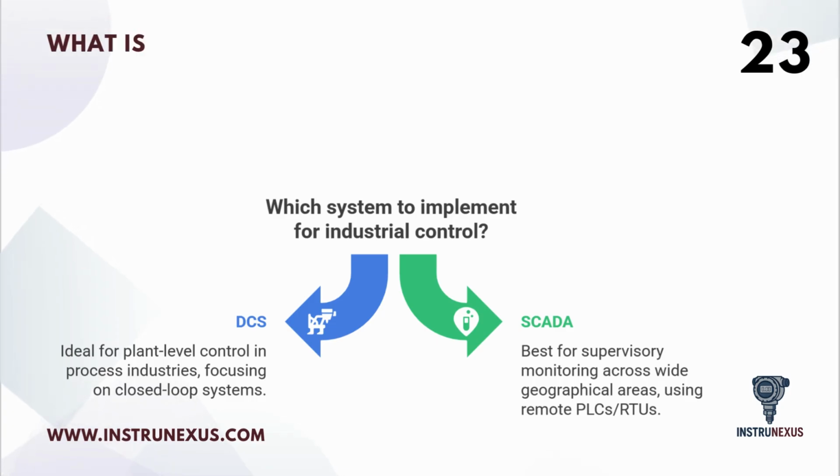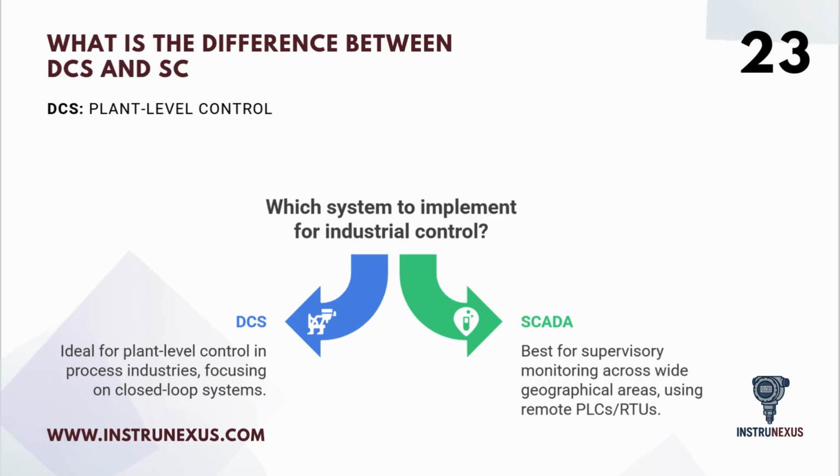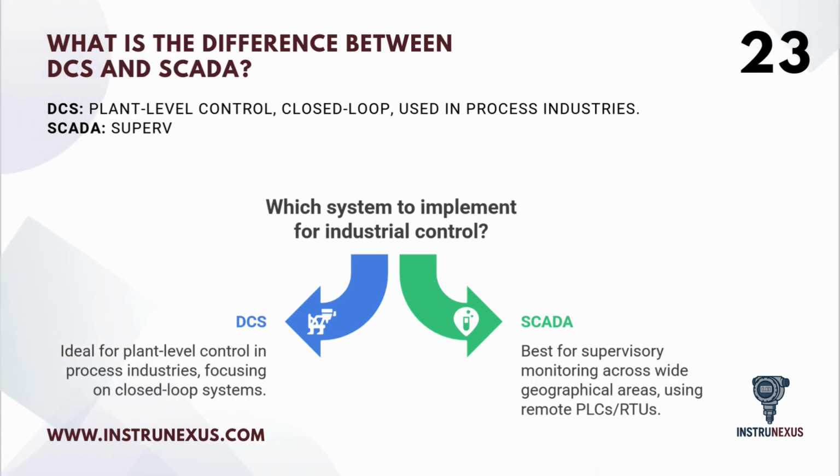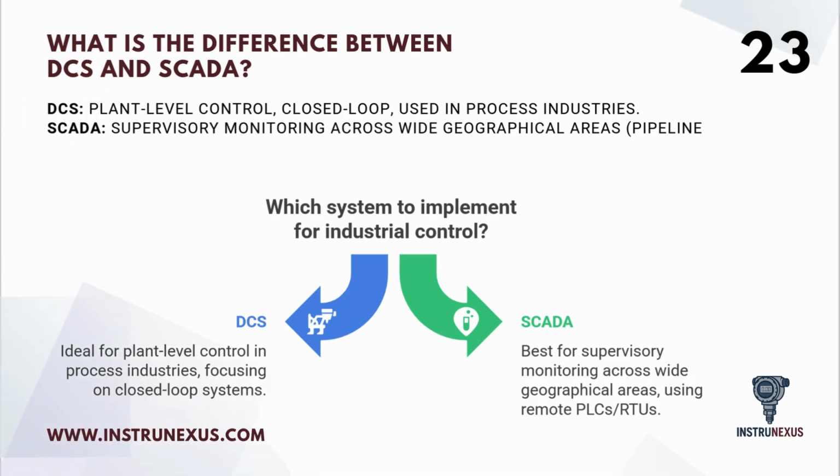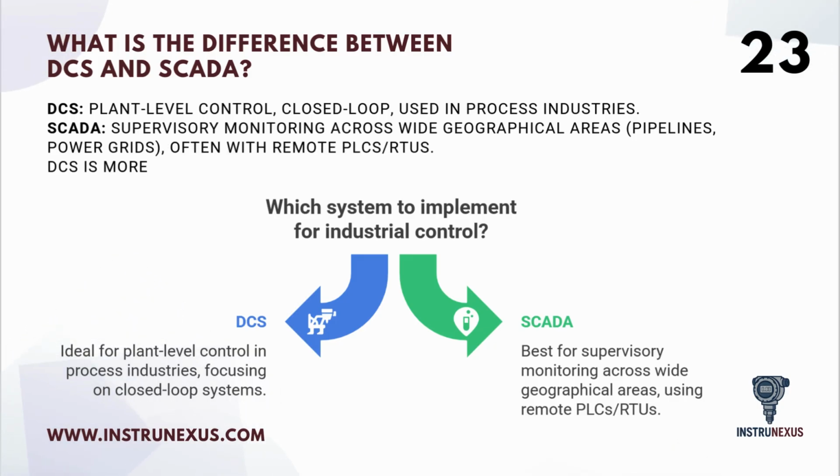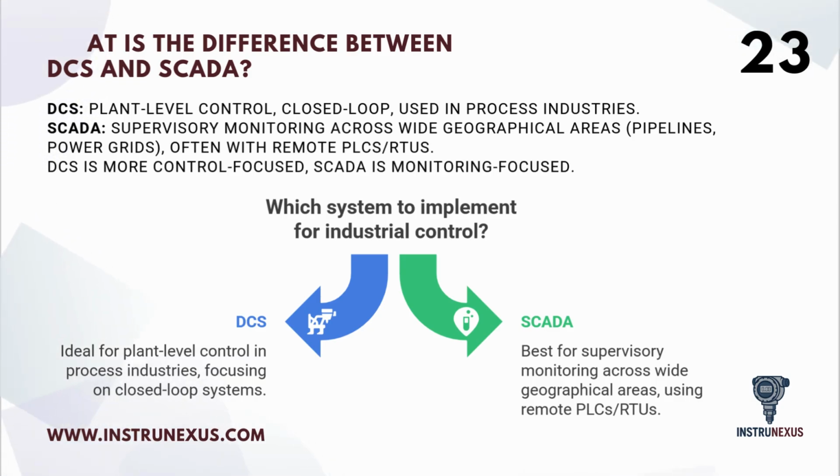What is the difference between DCS and SCADA? DCS, plant-level control, closed loop, used in process industries. SCADA, supervisory monitoring across wide geographical areas, pipelines, power grids, often with remote PLC/RTUs. DCS is more control-focused, SCADA is monitoring-focused.